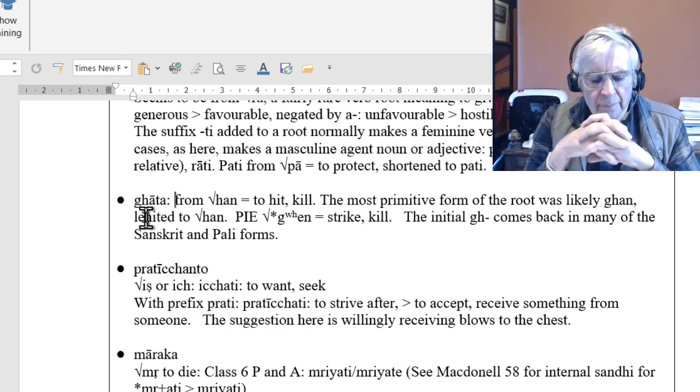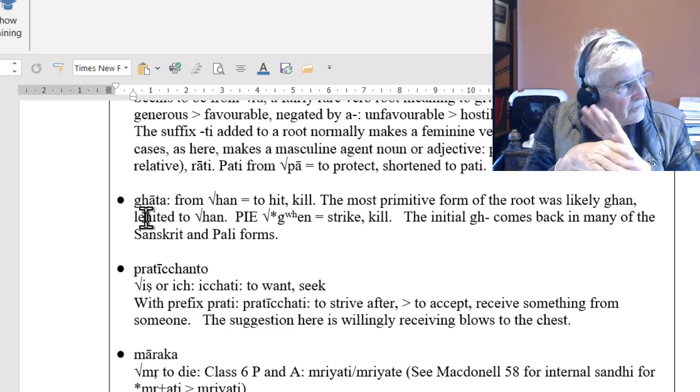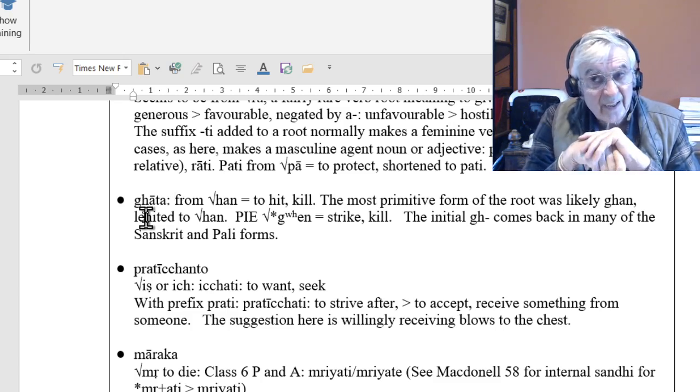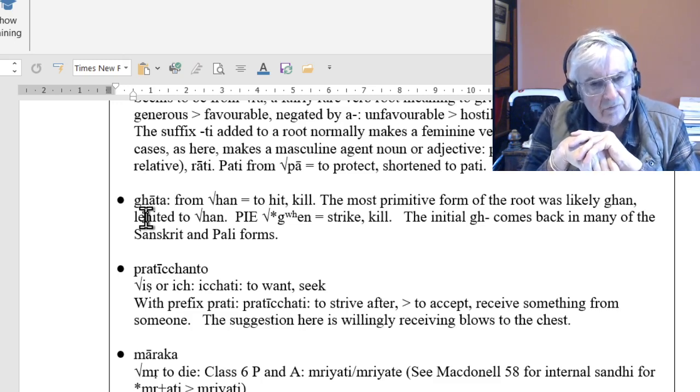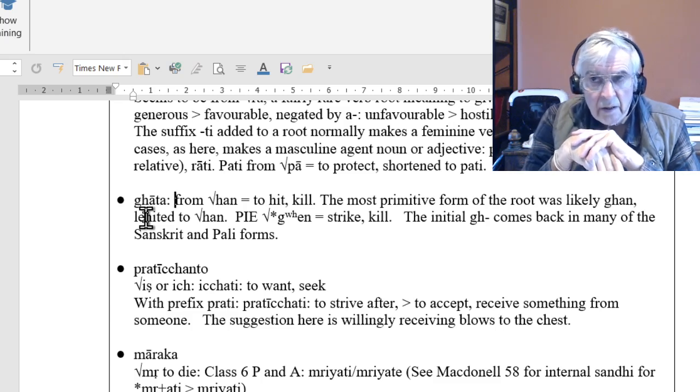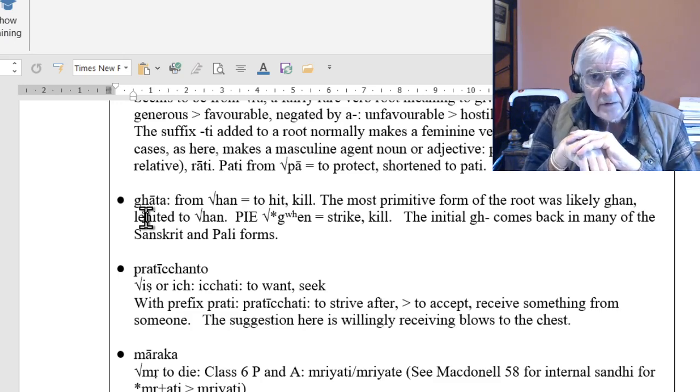Remember that this verb, as a pure verb, most commonly means to kill in Vedic and Sanskrit. But the original meaning of it was to hit. And in fact, it's cognate with our English verb to hit. Han is the root, hata the past participle, ghata a hitting, a blow.